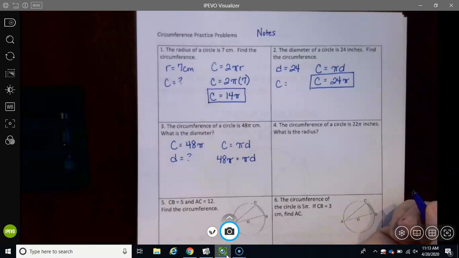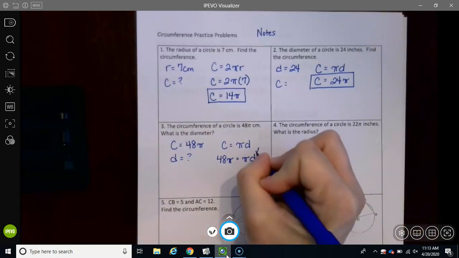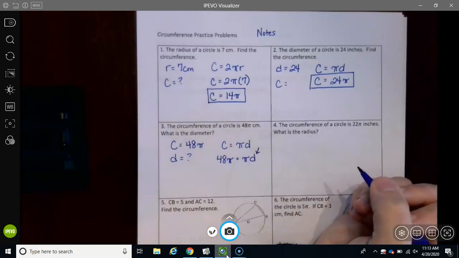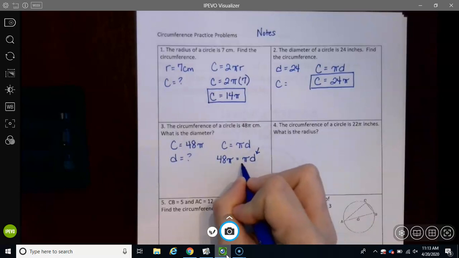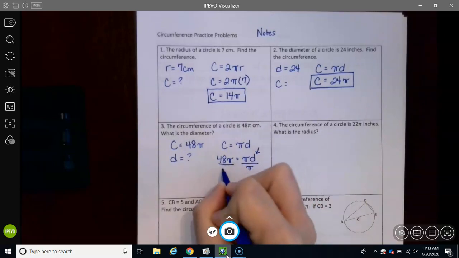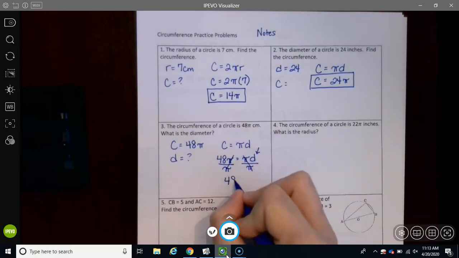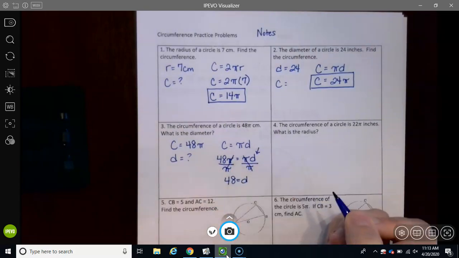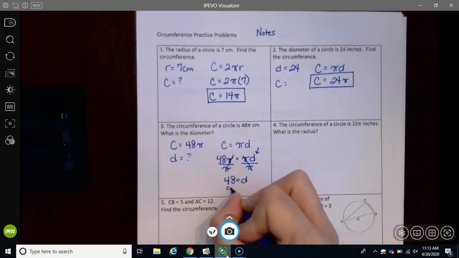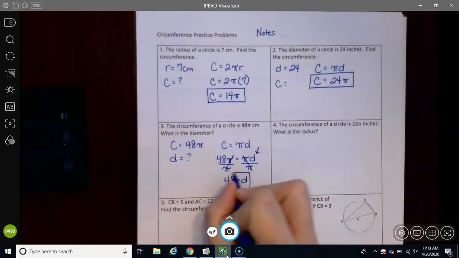And then if we're solving for the diameter, if that's what we're trying to get, then you want to get that diameter by itself. So since this is pi times that, I would divide both sides by pi. The pi's would cancel out, and I'm left with that the diameter is 48. And since this was in centimeters, it would be 48 centimeters.